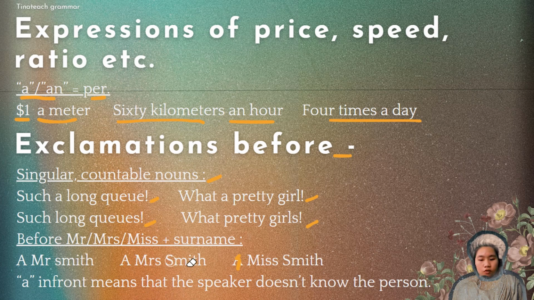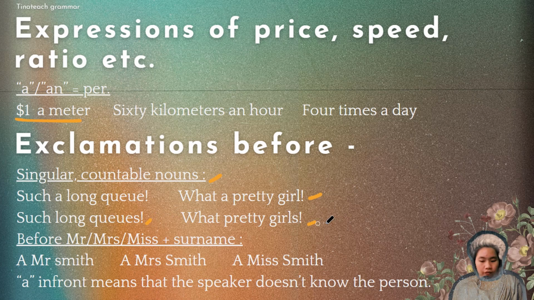Now, let's go through it one more time. Expressions of price and speed. A and an is the same as per. So, $1 a meter, $1 per meter. With exclamations before singular countable nouns, such a long queue. What a pretty girl. But with the plural form, such long queues.